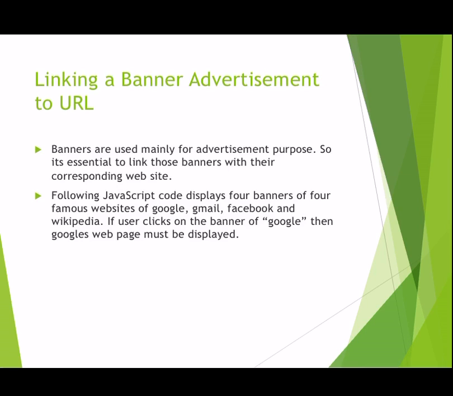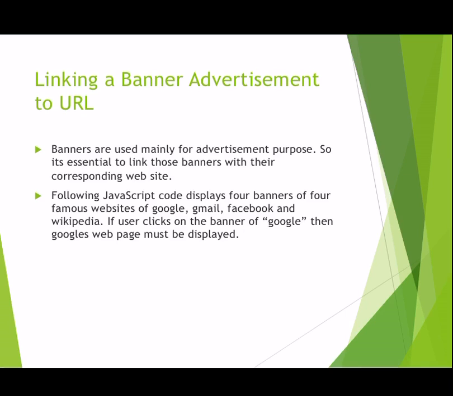When you move your mouse cursor over the first banner, google.com will be opened. After that, the second banner will be displayed. When you move your cursor over that banner, gmail.com will be displayed, meaning the URL associated with that banner will be displayed. And when banner 3 is displayed, Facebook will be opened, and banner 4 will be linked to Wikipedia. So it is essential to link those banners with their corresponding websites. This is how we are going to do it, with four banners.